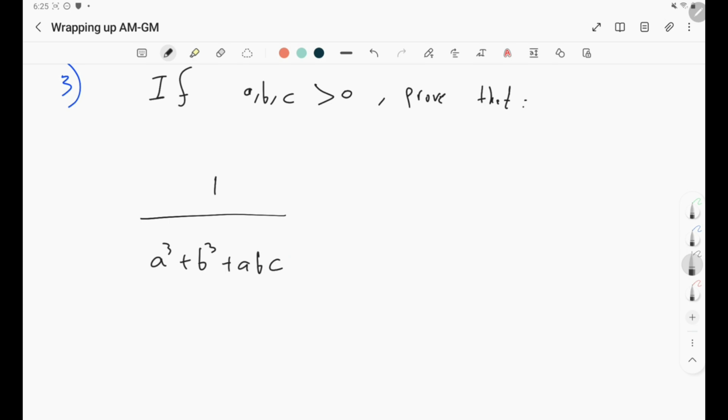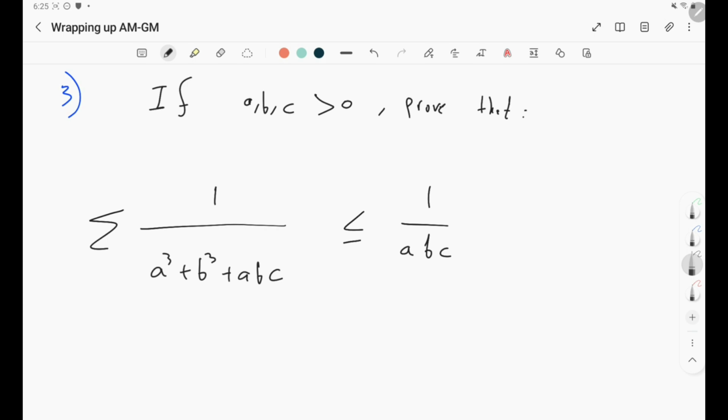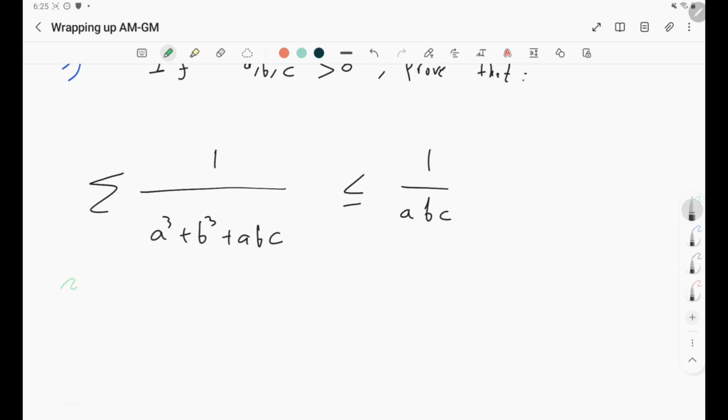Okay, of course, as always, I will not write it all. I will just write sigma and 1 a, b, c. Okay, so we just need to show that sigma 1 over a cube plus b cube plus abc is less than or equal to 1 over abc. So how can we do that?